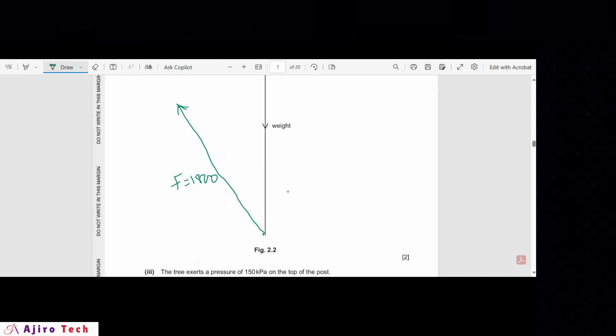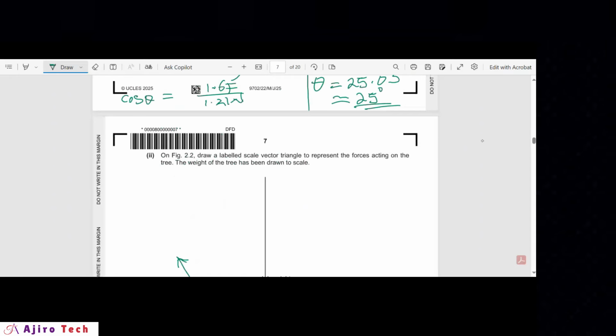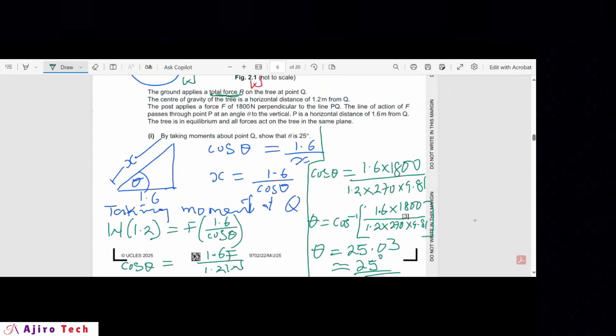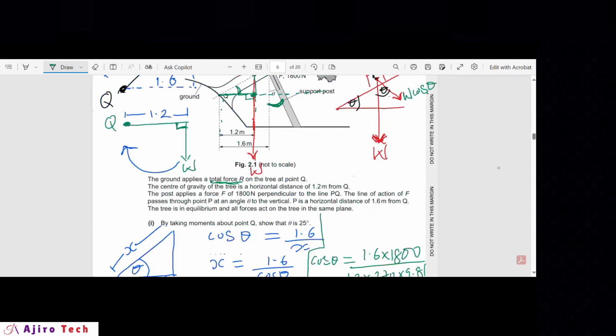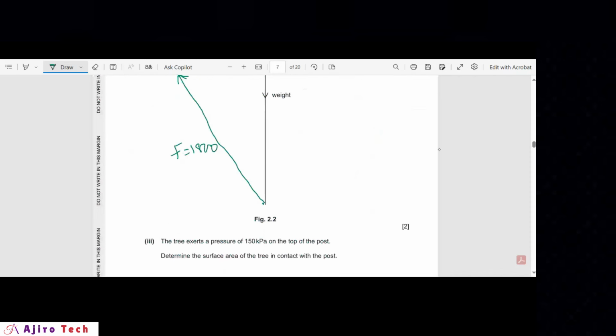Now, the angle between F and the vertical line is theta, and we have found it to be 25. You can see here is theta. So you take your protractor from here to here and measure 25 degrees.